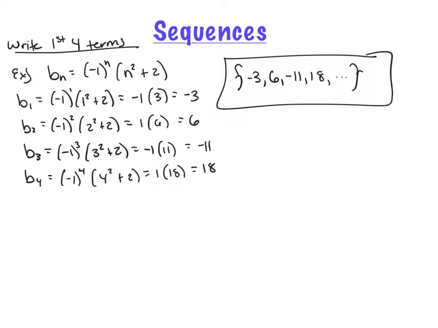This sequence is what we would call an alternating sequence, because the signs are alternating positive, negative, positive, negative. That comes from that negative 1 to the n. Okay, let's do another example.